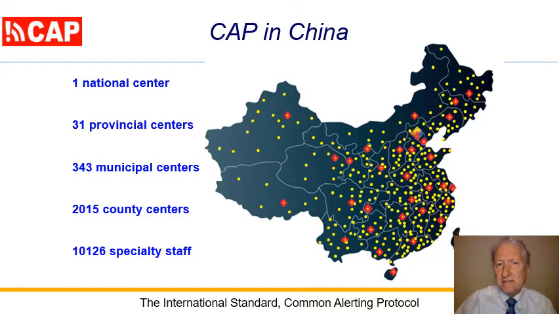And here's China's CAP-enabled alerting, which gets warnings from different agencies and releases them to the public over television, radio, mobile, and internet, among others. It includes 1 national, 31 provincial, 343 municipal, and 2015 county centers. China's CAP newsfeed is integrated into global scale CAP alert hubs as well.